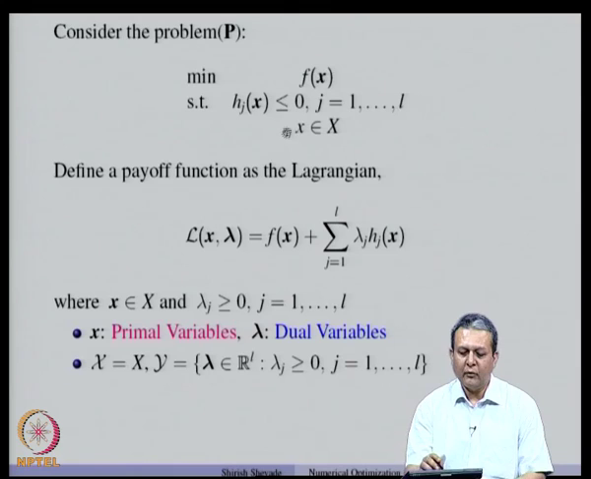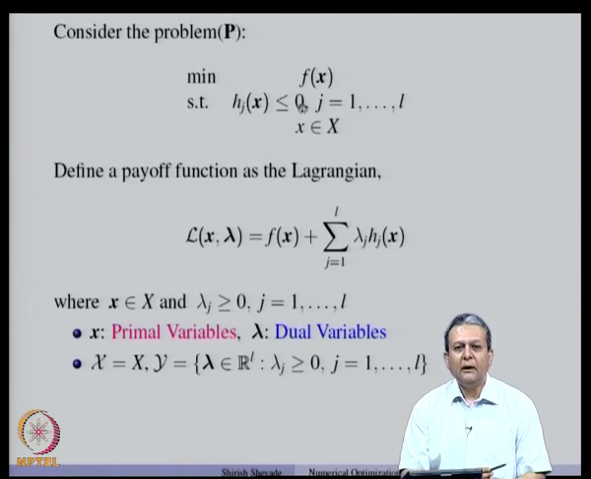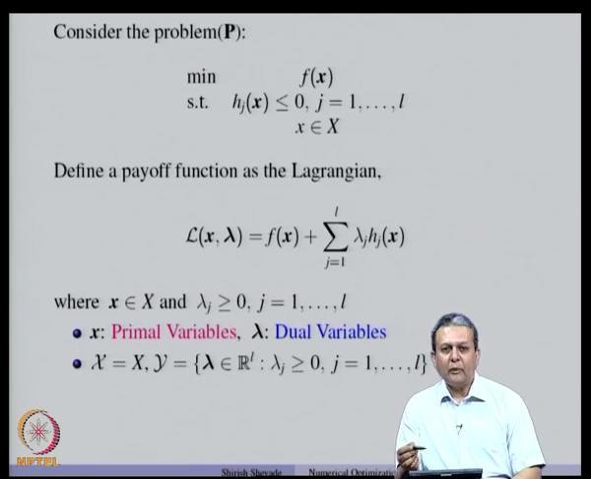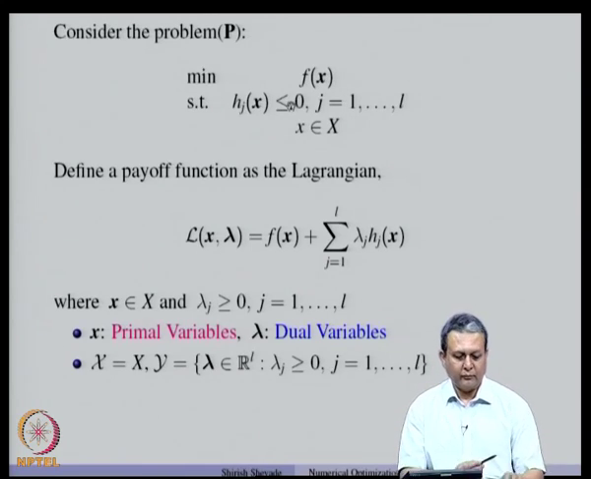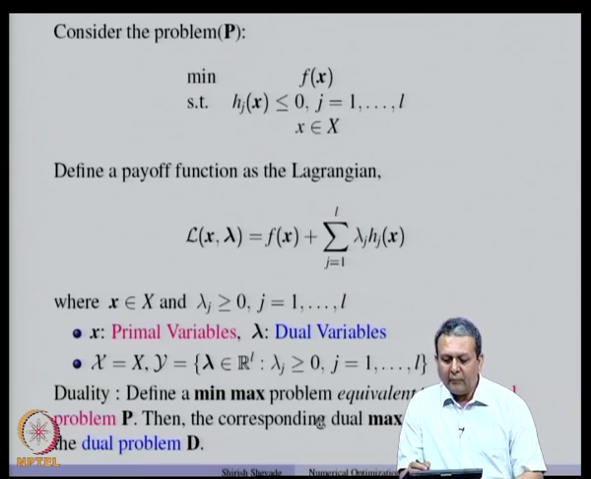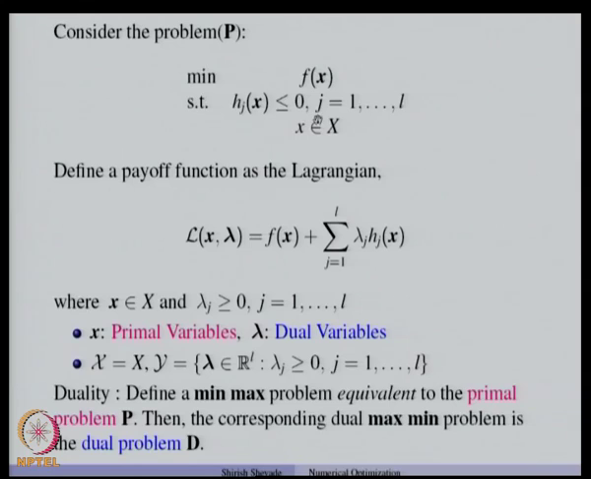So, the idea is that we define a min max function problem which is equivalent to this problem, and then get a max min problem which is dual to the min max problem. So, naturally that dual problem will be a dual to this problem also. So, we define a min max problem which is equivalent to the primal problem P, and then the corresponding max min problem will be called the dual problem D, and we will be interested in finding out the conditions under which the optimal objective function values of the two problems P and D are equal, and whether the dual problem is easier to solve than the primal problem.